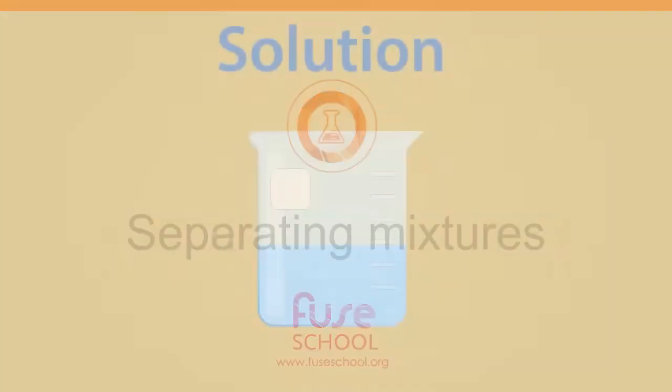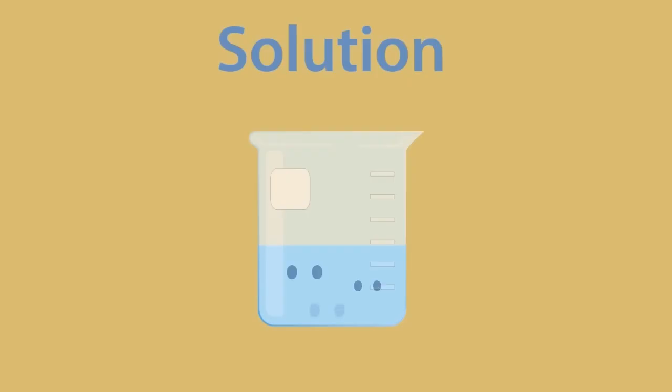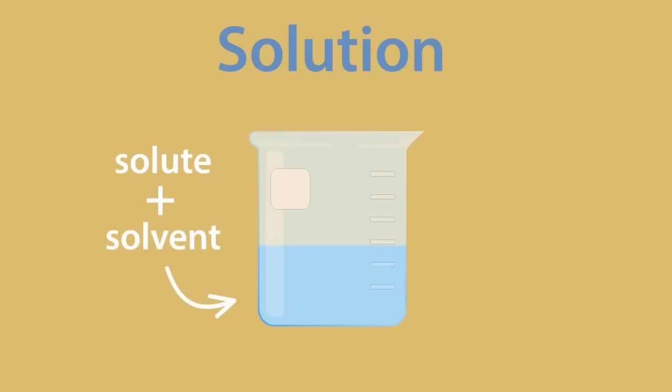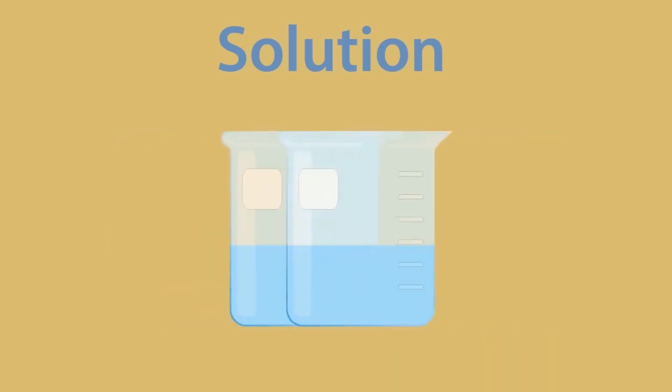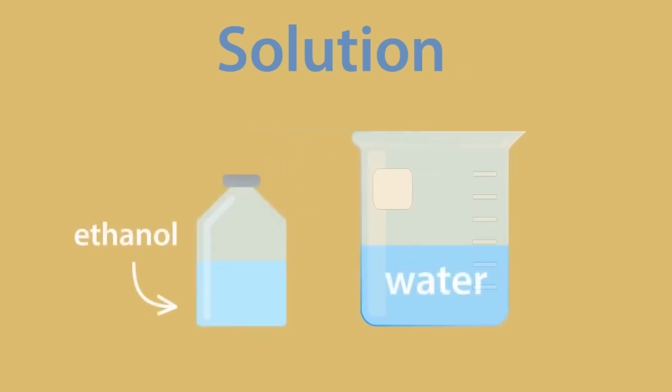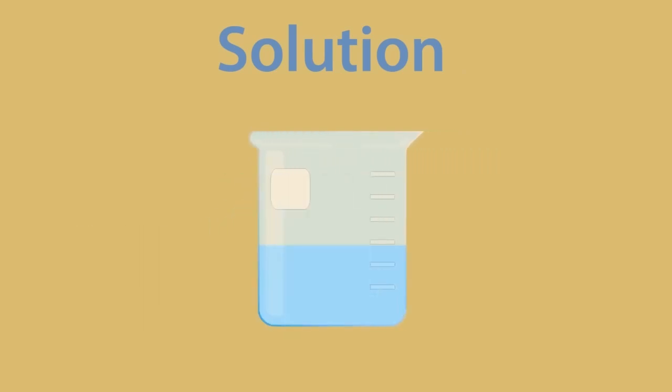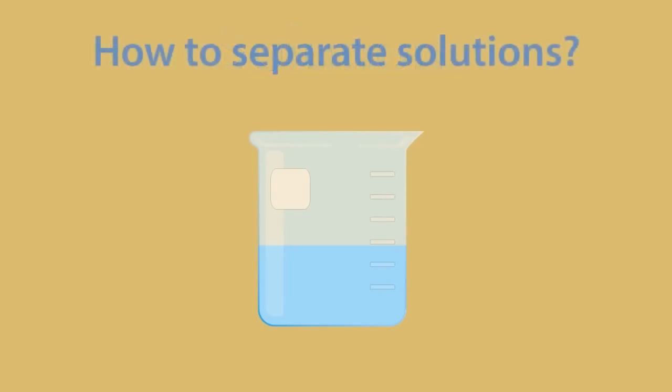A solution is a mixture of two or more substances in the same phase. This is formed when a solute dissolves in a solvent. A solution can also be formed when two or more miscible liquids are mixed together. When ethanol and water are mixed together, a solution is formed. Now, how would we separate these solutions?